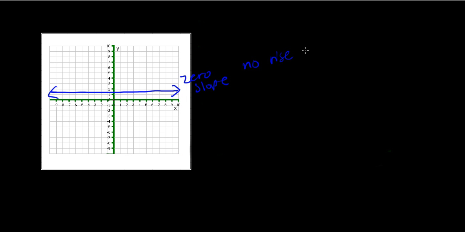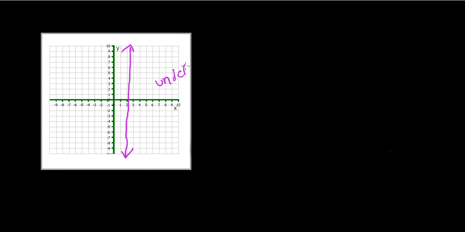Now we're going to look at a vertical line. A vertical line is only rising and there is no run, therefore it is undefined slope because we cannot put a number for the slope because it would be rise divided by 0, which leaves us undefined.